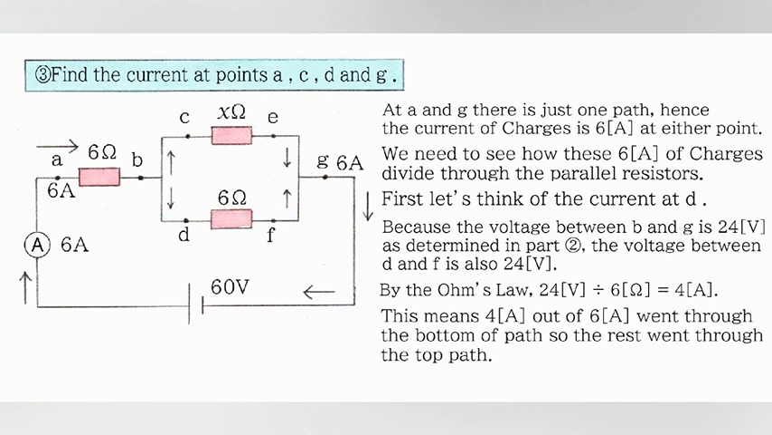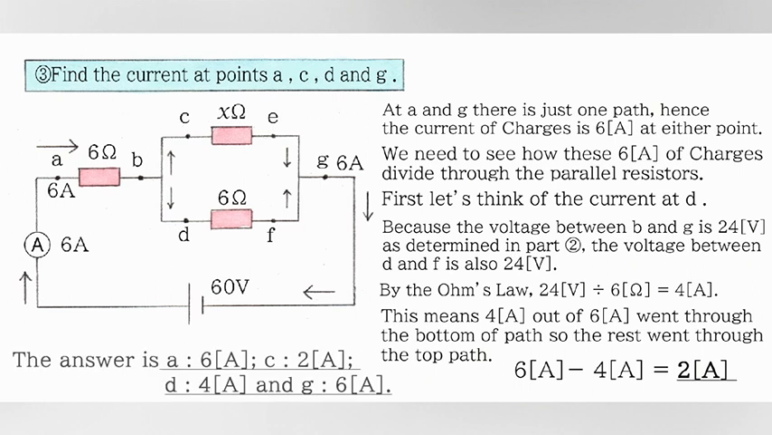This means 4 amperes out of 6 amperes went through the bottom path, so the rest went through the top path. 6 amperes minus 4 amperes equals 2 amperes. The answer is A is 6 amperes, C is 2 amperes, D is 4 amperes, and G is 6 amperes.